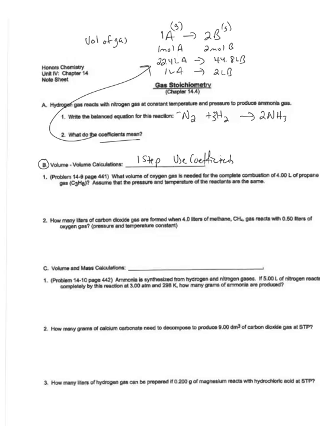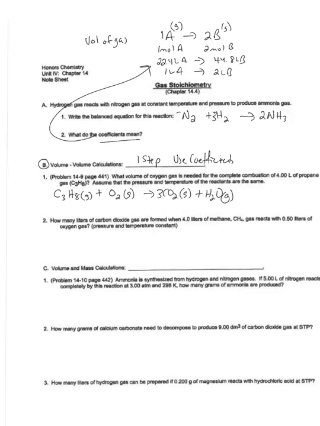Okay, so let's go ahead and do our first volume to volume problem. What volume of oxygen gas is needed to completely combust 4 liters of propane gas? Okay, so it's a combustion reaction. Propane is C3H8. It is a gas. Combustion reactions mean we've got to have oxygen. The nice thing about combustion reactions is we get carbon dioxide and water. And we'll assume that they're all gases, even water, because combustion is at such a high temperature, usually water is going to be in the gaseous state.